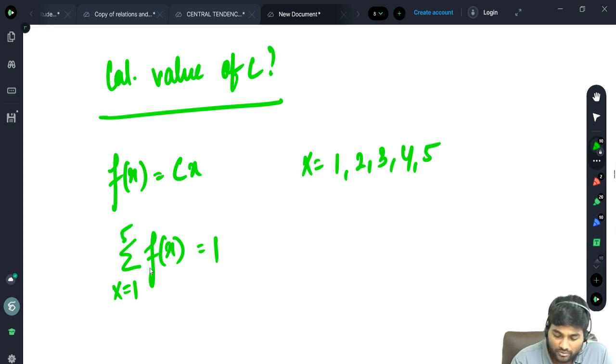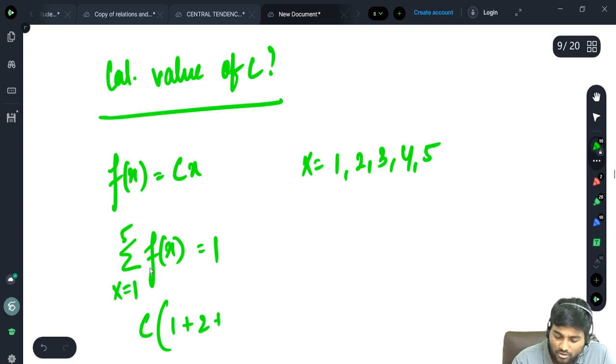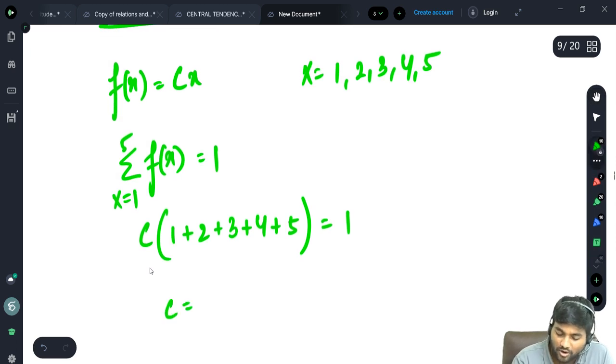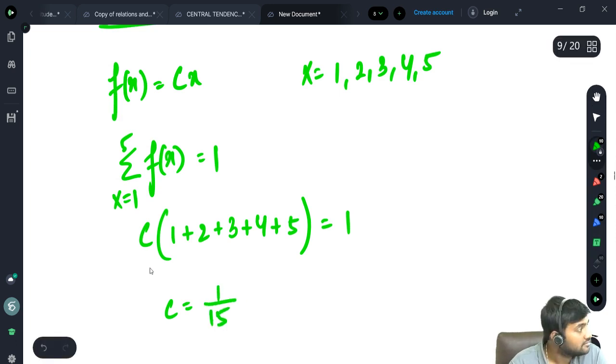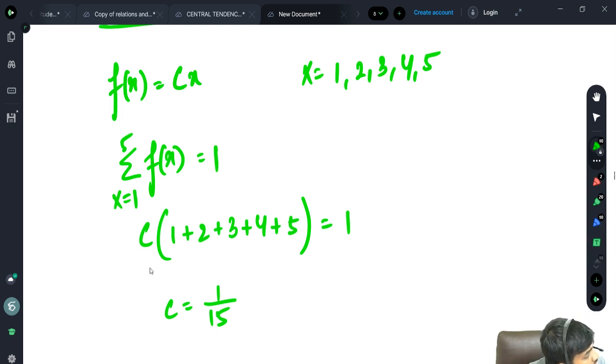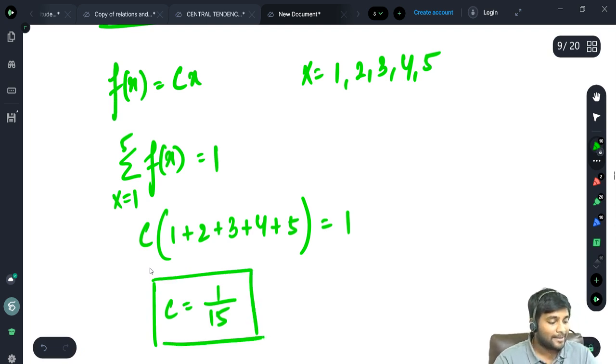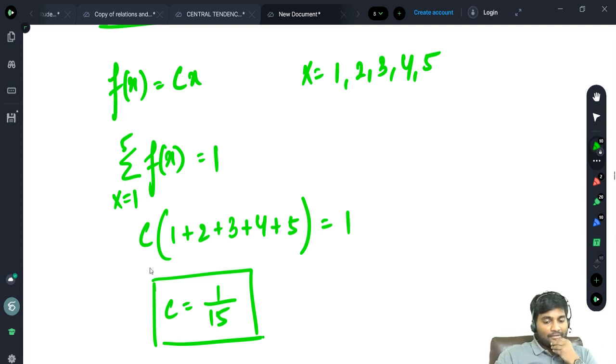Okay, now c is common, 1 plus 2 plus 3 plus 4 plus 5 is equal to what? What is the sum? So c is what? 1 by 15. Okay. Is it okay?